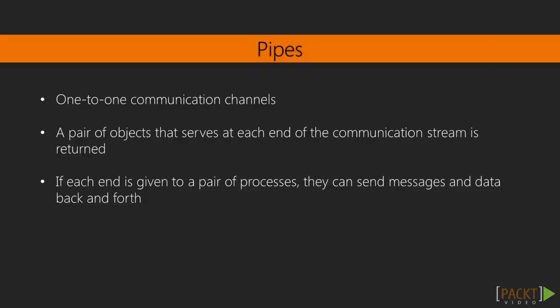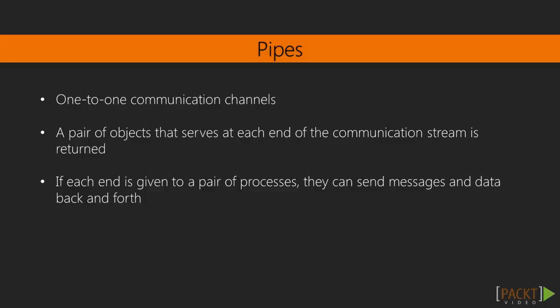Pipes are one-to-one communication channels. When we call Pipe, we get back a pair of objects that serve as one end of a communication stream each. If we give one end each to a pair of processes, they can send messages and data back and forth through the pipe. It's usually best to have queues and pipes as the only connection between processes, because that usually maximizes the ability of the processes to work in parallel. If it's possible to organize a parallel program that way, it should be.